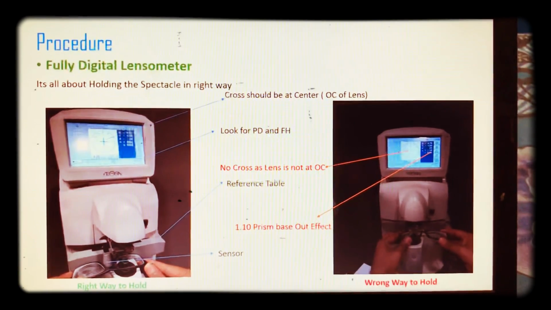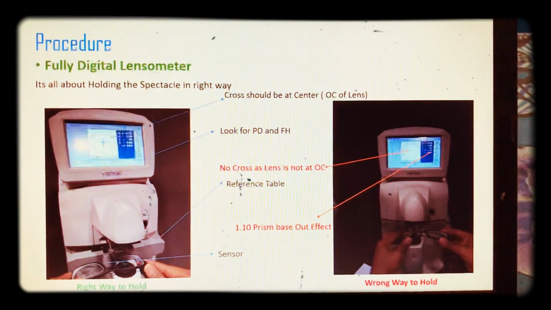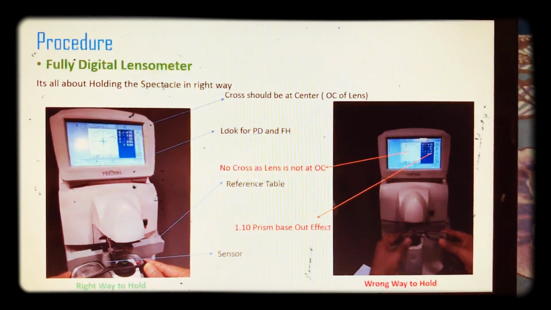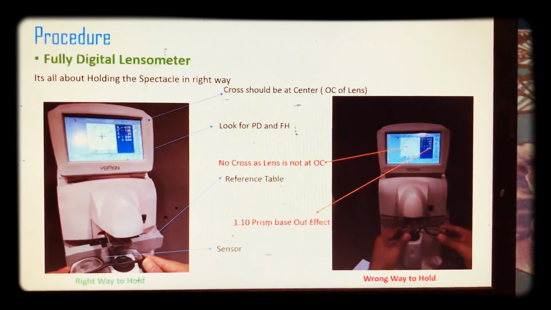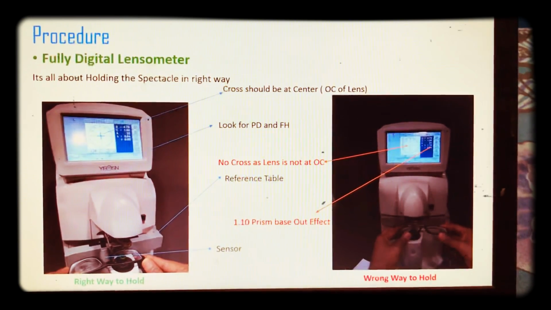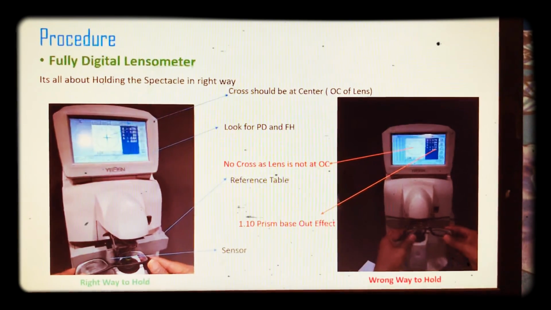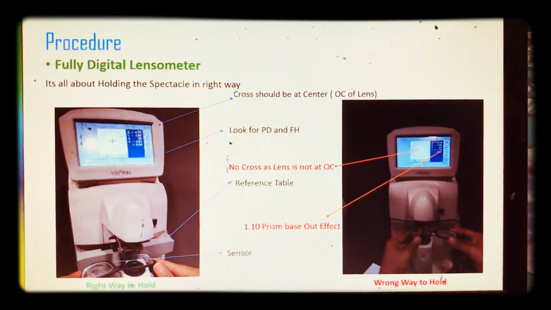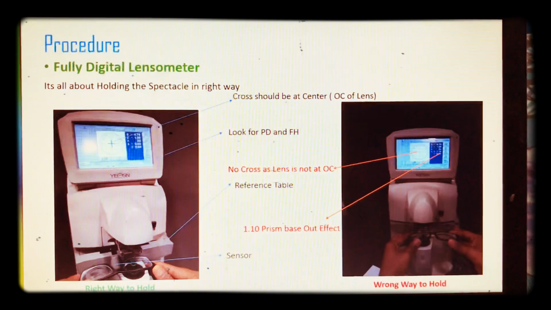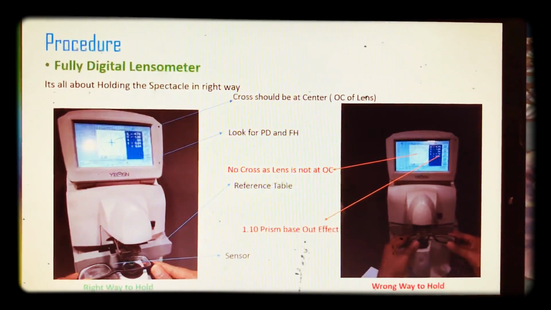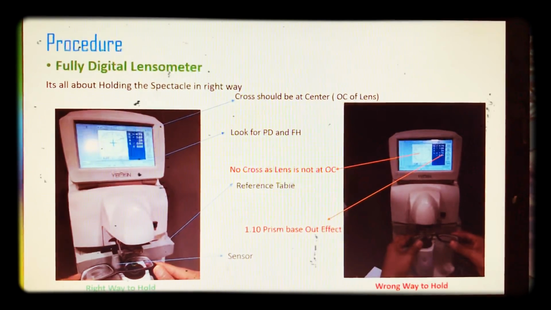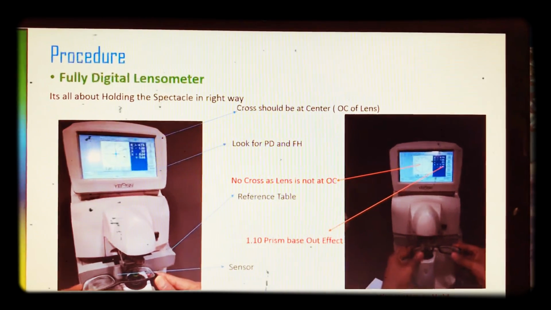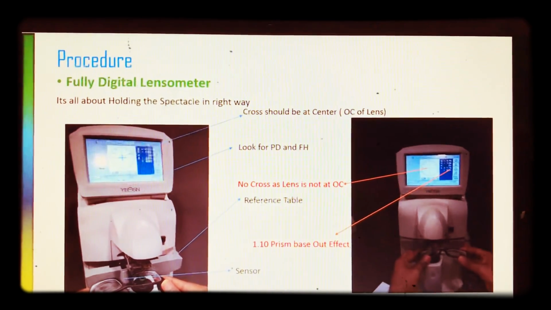So if you observe in this picture, the sensor is in between the two lenses, and this is the way we are holding the spectacle. The right lens is on the knob, showing the right eye power, and the cross is at the center and the prismatic effect is 0 0, that is the optical center of the lens, and the PD will be directly reflected on the screen of the lensometer.